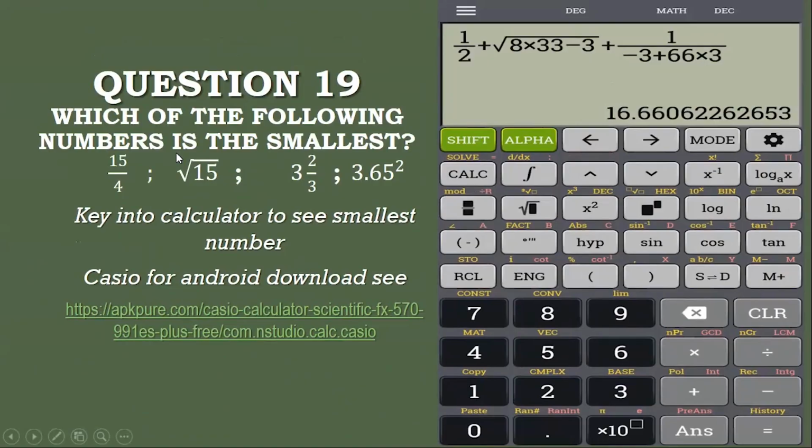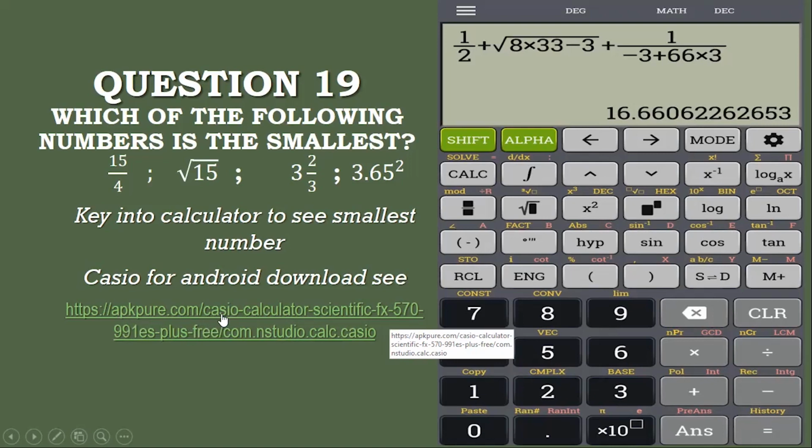Question 19 reads, which of the following numbers is the smallest? 15 over 4, or the square root of 15, or 3 2/3, or 3.65 squared. Now, this is the question where I want you to practice your calculator. If you don't have a scientific calculator on your laptop or your phone or the device that you are using, this is the link where you can download Casio calculator.